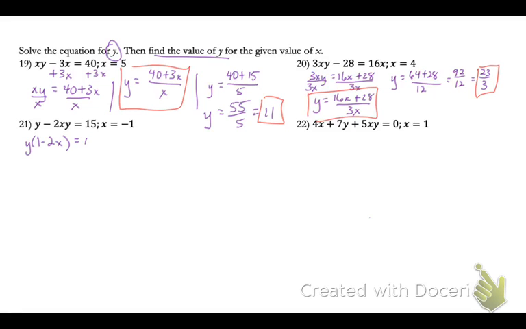So look at that for a moment. If I multiplied that y back, distributed it back, I would get what I started with. So we have done reverse distribution, or that's called factoring out, and that will equal 15. Now divide both sides by 1 minus 2x. So y will equal 15 over 1 minus 2x.